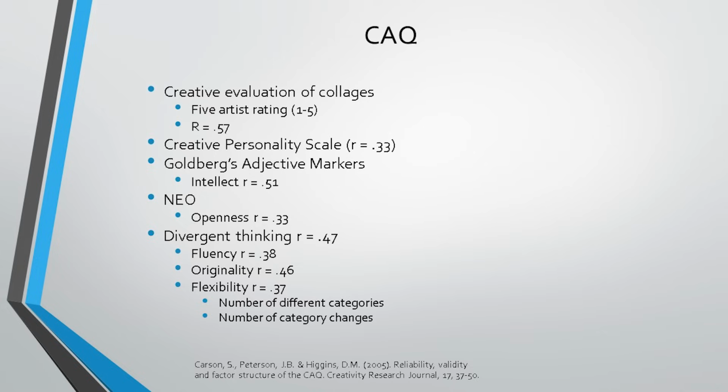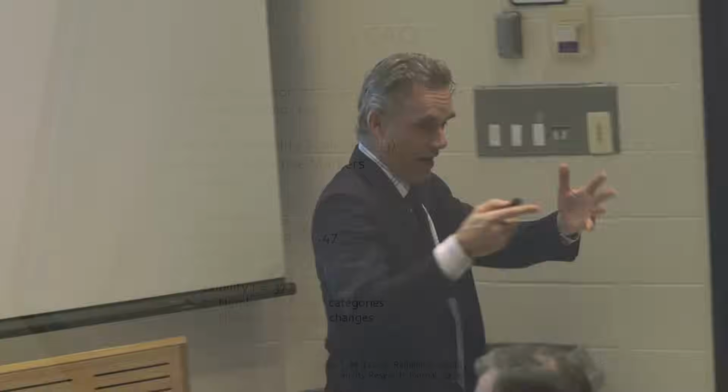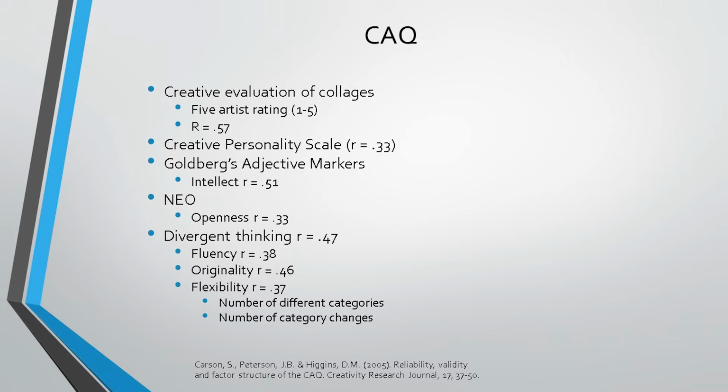And then we used the divergent thinking tests. And I told you about those already. It's how many uses can you think of for a brick, for example. Those are scored according to fluency, how many answers you provide, and also originality, how many unique, useful answers you provide. And that was nicely correlated as well. Overall, the correlation was 0.47, and then fluency 0.38, originality 0.46, and flexibility 0.37.